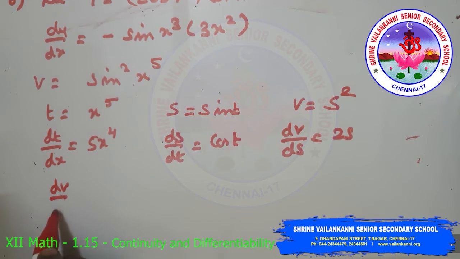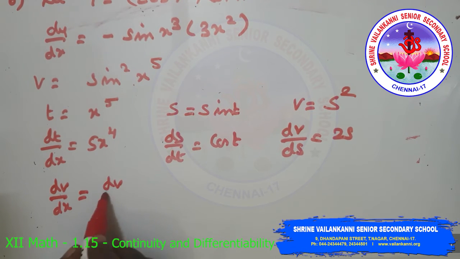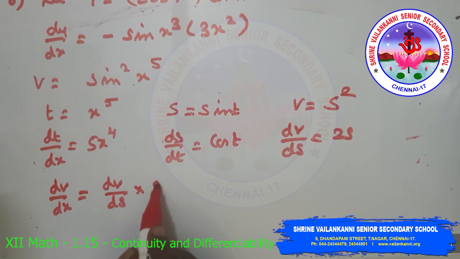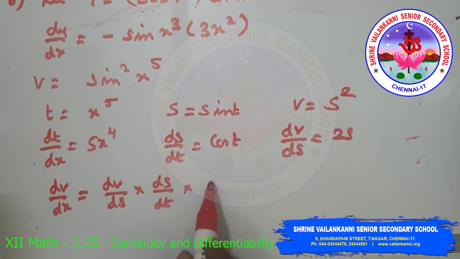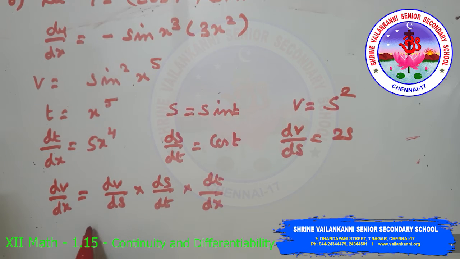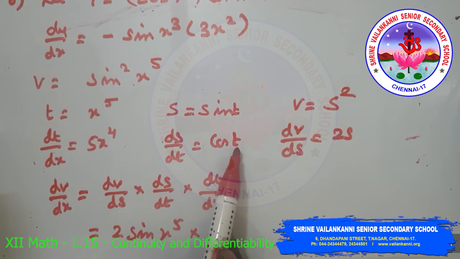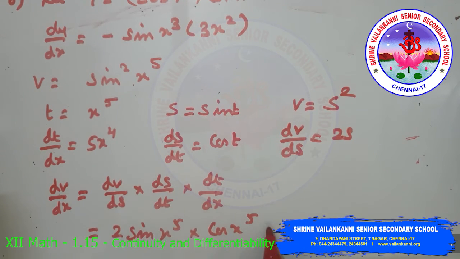We need to find dv by dx, which is equal to dv by ds into ds by dt into dt by dx, which is equal to 2s, where s is sin t, t is x power 5, into ds by dt, which is cos t, t is x power 5. So cos x power 5, dt by dx is 5x power 4. So we found du by dx and dv by dx. So using the product rule, we have to substitute this.